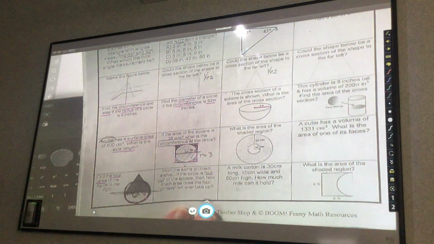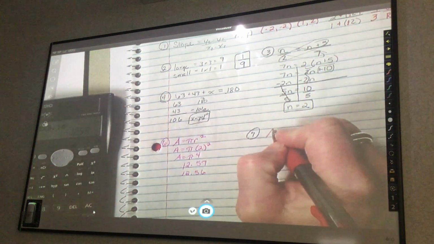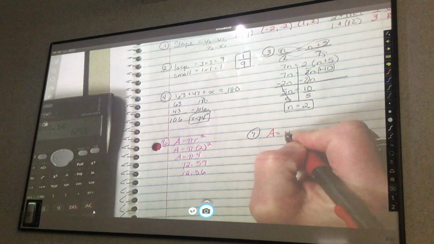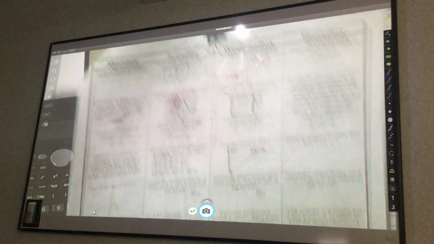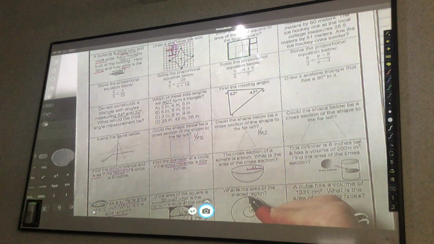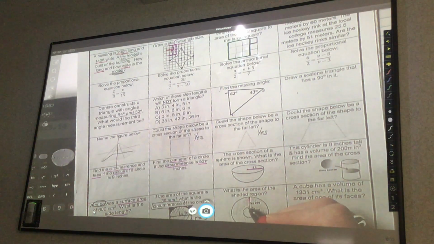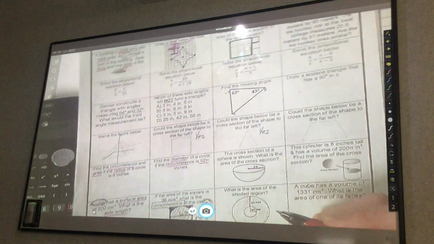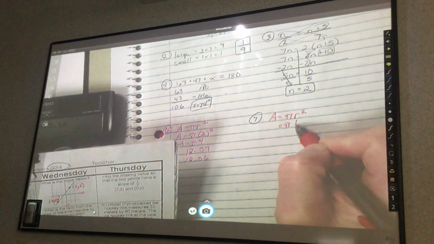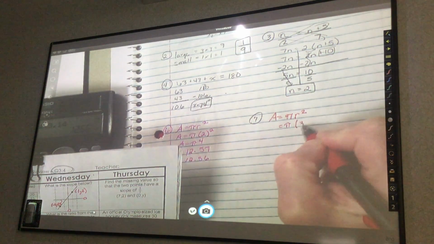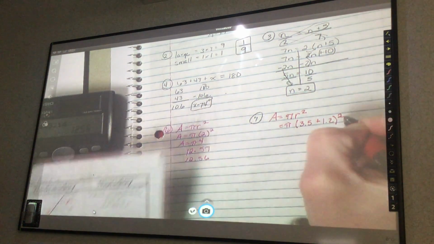Yeah. Okay, so I'm going to write the formula for the area again. Area equals pi r squared. Now I'm going to start with the large circle. To find the radius, it's not just the 3.5. It's the 3.5 plus the 1.2. So area is going to be pi. Now my radius we said was the 3.5 plus 1.2, and then we square that.